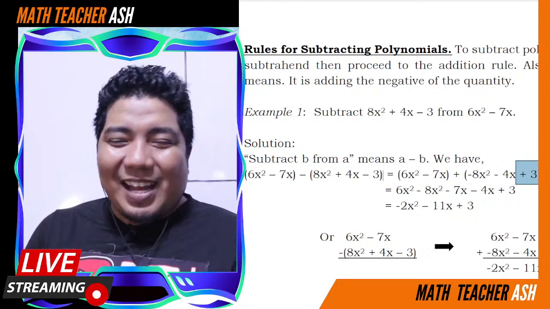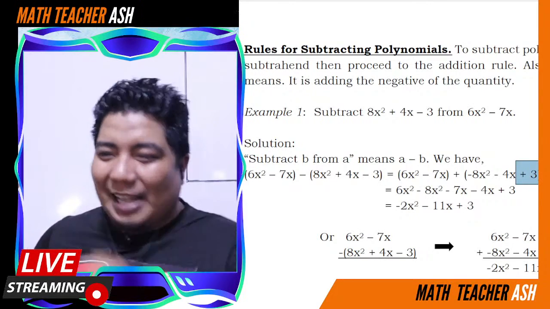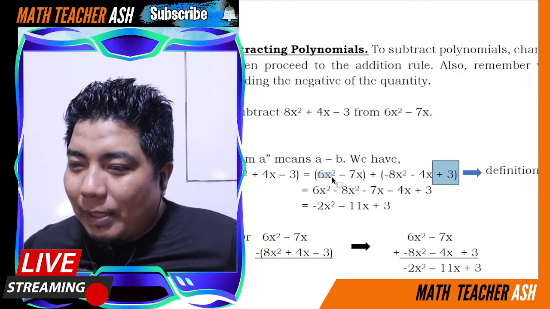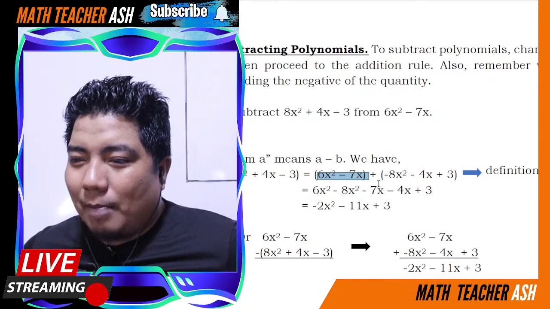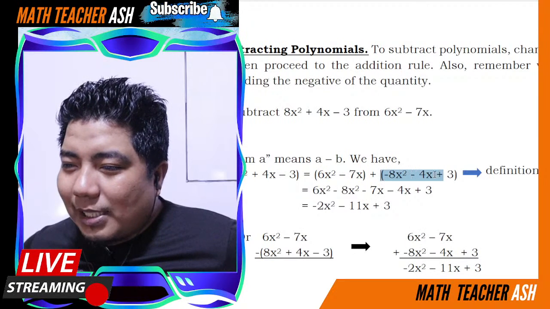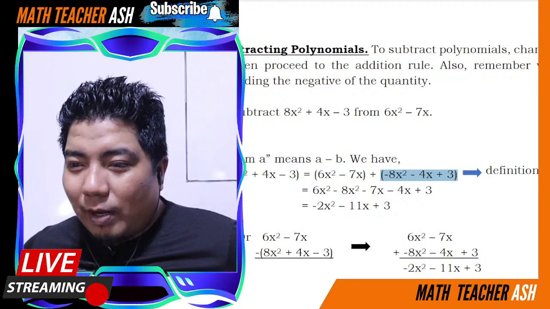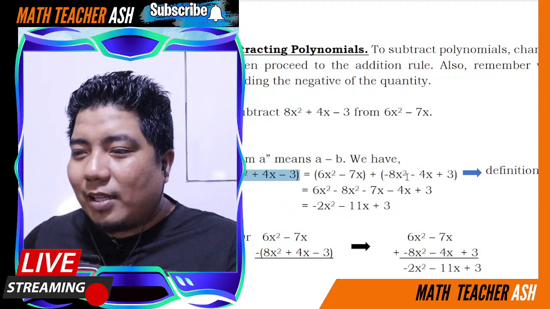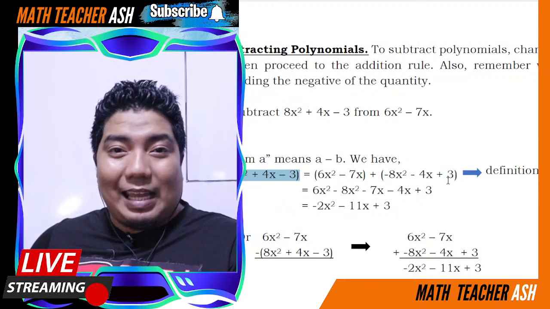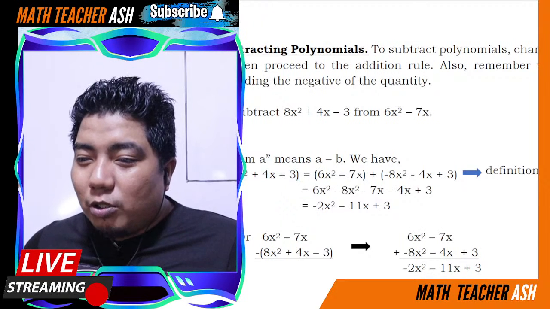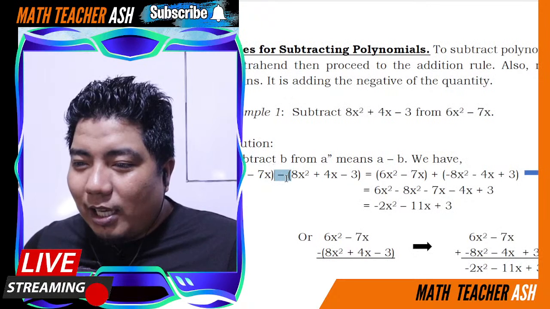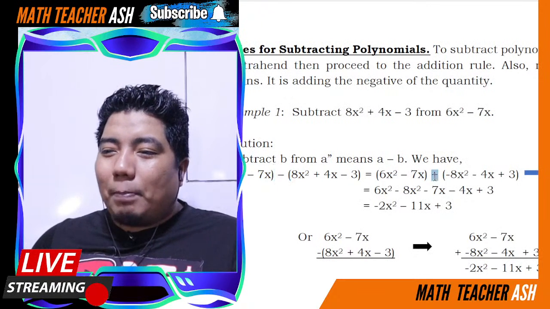Okay. So, ngayon ay pag-uusapan natin yan dito. Alright. So, what do we do here is ganito. Kinopya si minuend. Okay, copy. So, kinopya lang. Then, we change the sign of the subtrahend. So, from here, negative 8x squared plus 4x minus 3, naging kabaliktaran: negative 8x squared minus 4x plus 3. Okay? And then, you proceed to addition. Kaya ang minus dito ay naging plus dito.